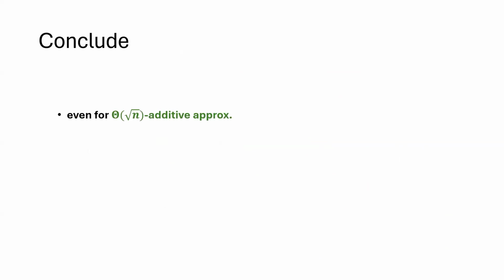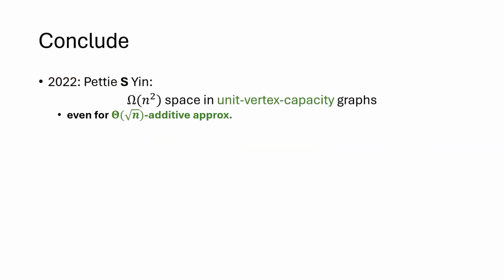Let me conclude. What you've seen is that basically we get this additive approximation hardness of root N space, well, in directed graphs. To make it work for undirected graphs, it's not really hard at all actually. But I don't think I will talk about it. Happy to talk about it if any of you want to.